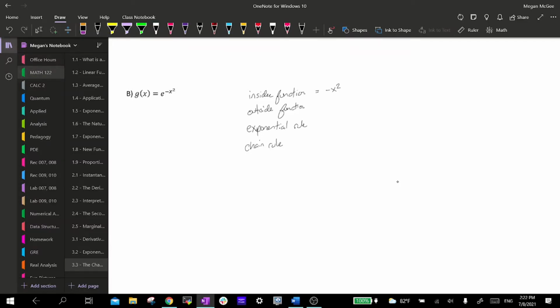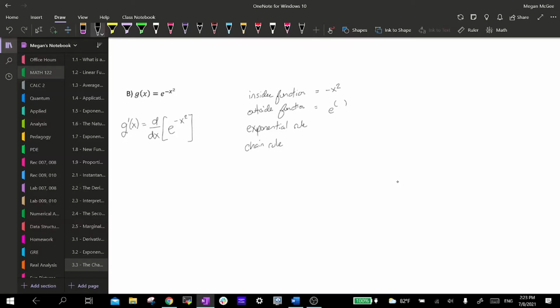And then our outside function is actually going to be e to some power, right? Some power having to do with x, obviously, or else it would just be a constant, right? If it was e squared, that's just a constant. But here our outside function is e to some power, okay? So, if we want to find g prime of x, we need the derivative with respect to x of e to the negative x squared.